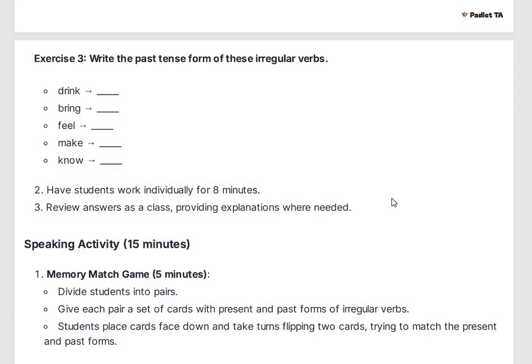Have students work individually for 8 minutes. Review answers as a class, providing explanations where needed.